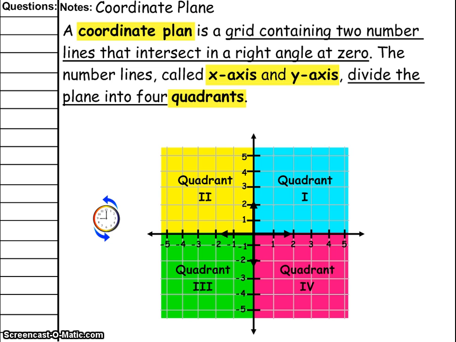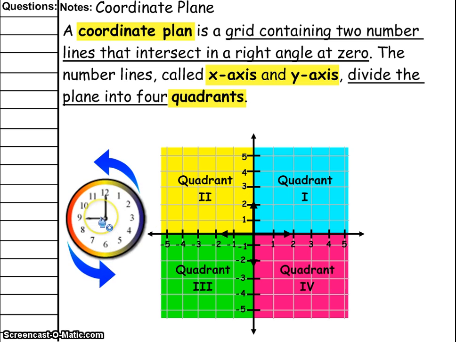And how you read those 4 quadrants is you start at the top right-hand corner and you're going to count backwards, counterclockwise. A clock normally goes the other direction, so we're actually going to be counting counterclockwise, which is the opposite. So here we start at quadrant 1, and then we go to quadrant 2, quadrant 3, and quadrant 4.